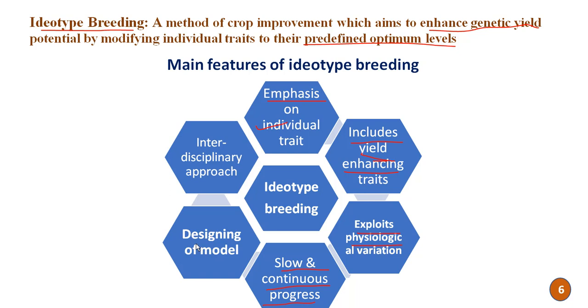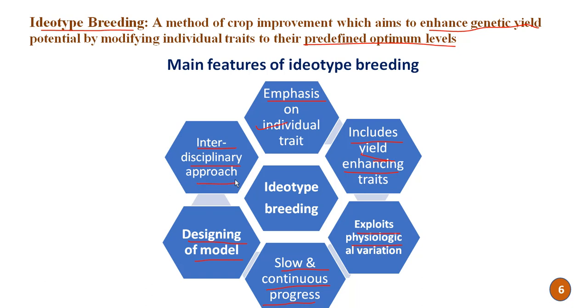Then next to that, designing of a model. In ideotype breeding, the phenotype of the new variety to be developed is specified in terms of morphological or physiological traits in advance. That means before the initiation of breeding work, the model is designed well in advance. Next feature is interdisciplinary approach.